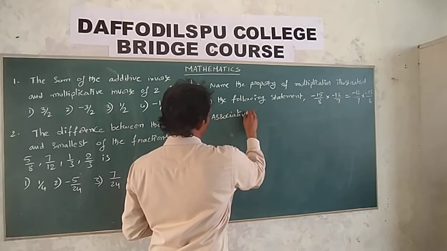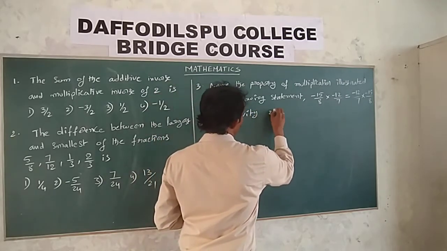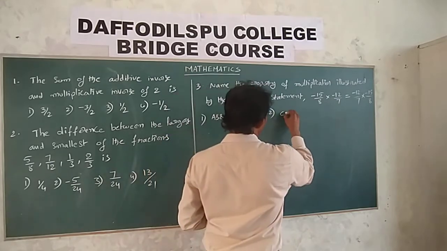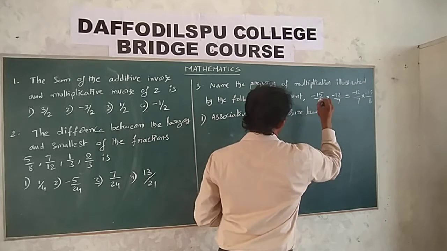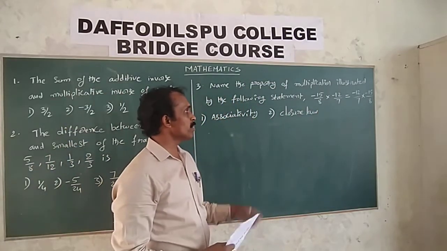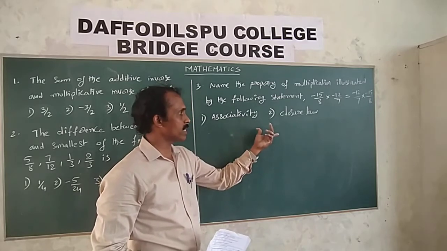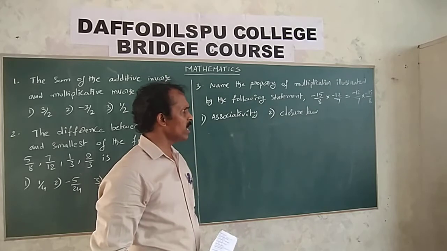Associativity. Second option, closure. Closure law. Let me explain. Closure law means, in addition, a plus b: suppose a comma b, take any elements belonging to the set, then a plus b also belongs to the given set.